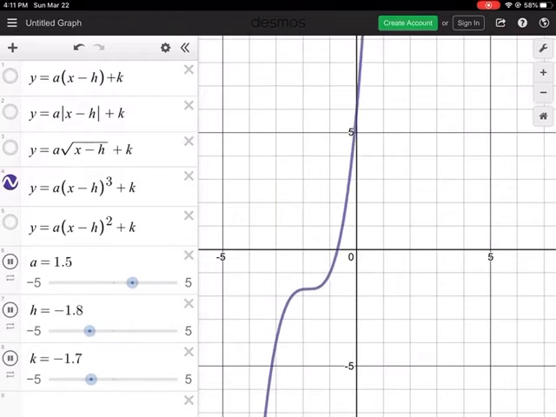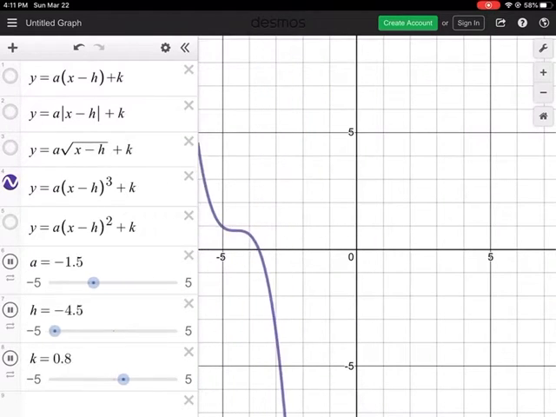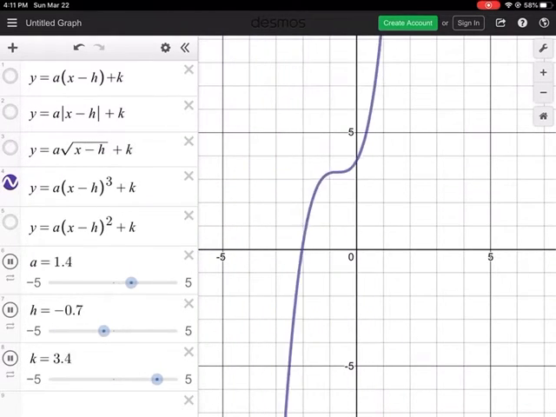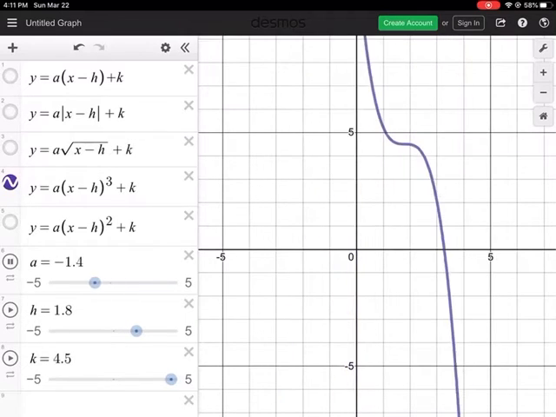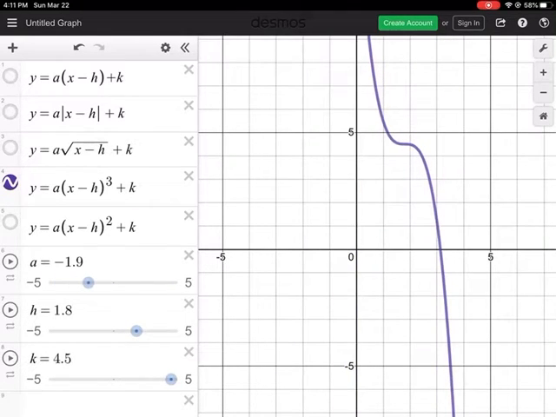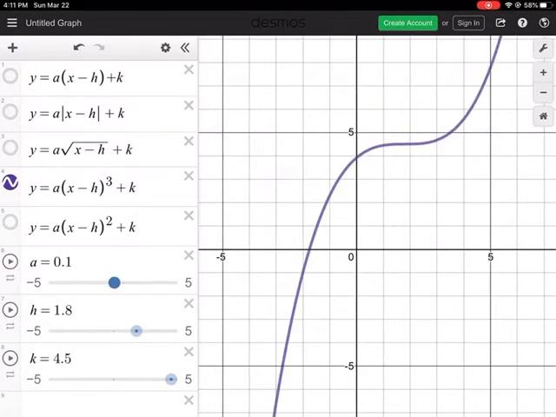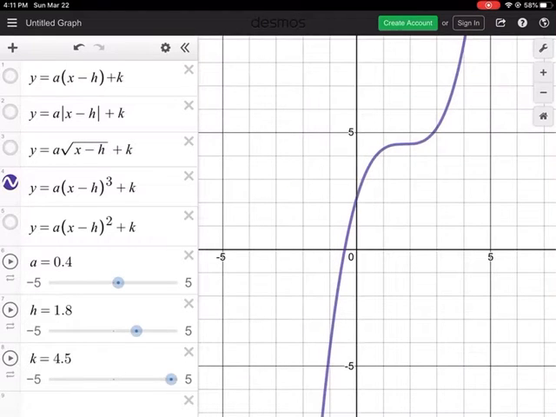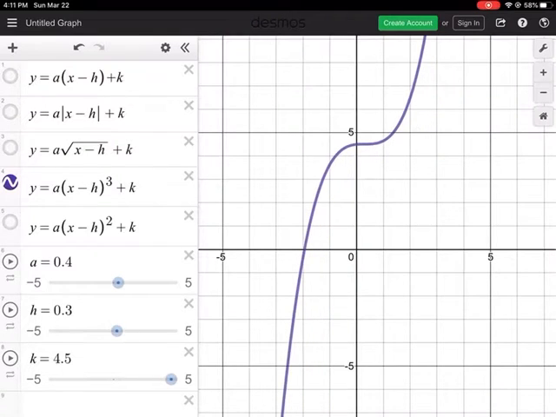Then we have the cubic. Here's the cubic. So this curve is similar to a parabola on the right side, but the left side of the parabola is flipped upside down. Now, it's not identical to that, but it is in the ballpark.